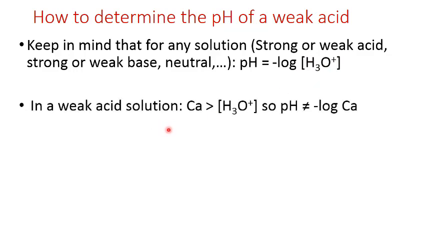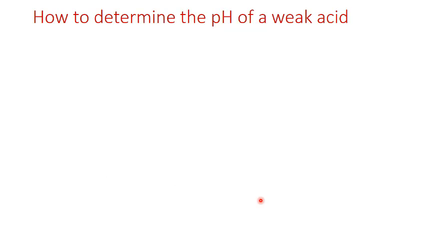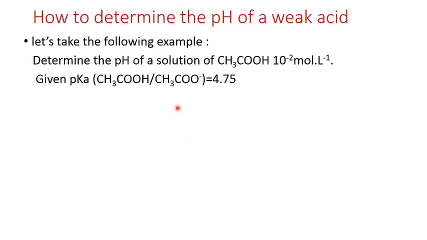Thus, in a weak acid solution, the initial concentration of the acid is greater than the concentration of H3O+ obtained because there was no complete dissociation. So the pH is different from minus log Ca as we saw previously. Thus, to determine the pH of a weak acid solution, we have to find first the concentration of H3O+, and then we will apply this formula and determine the pH. How to do it? Consider the example.